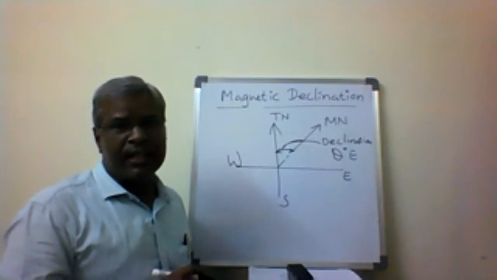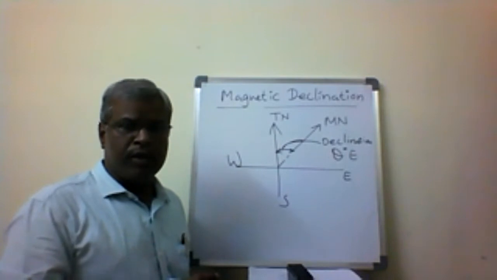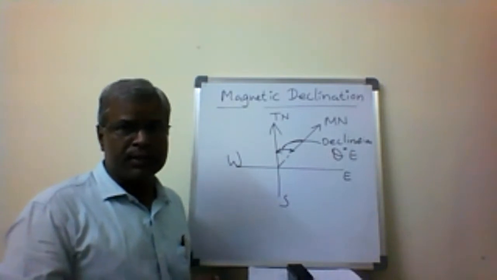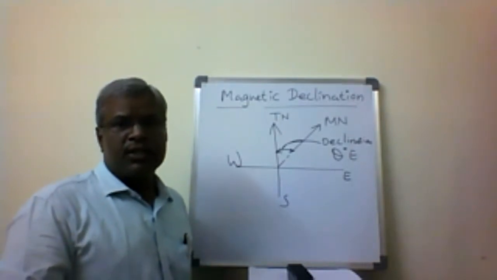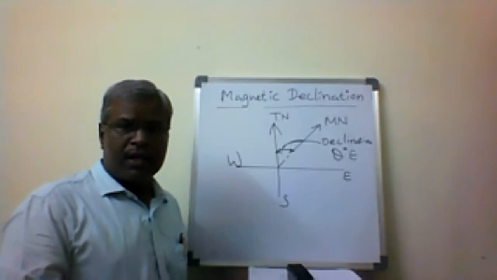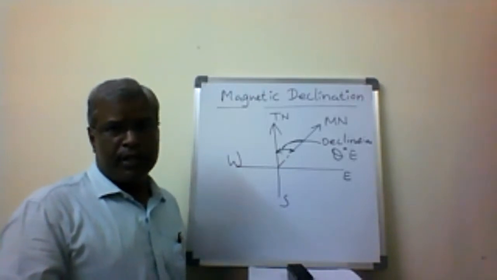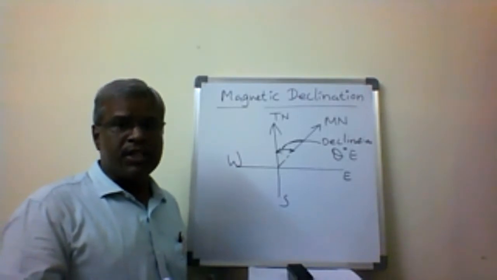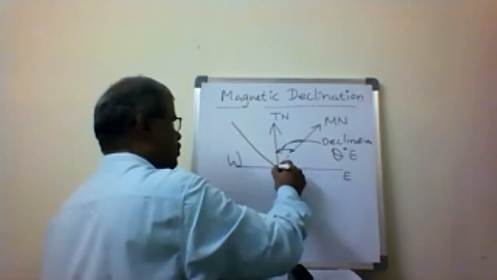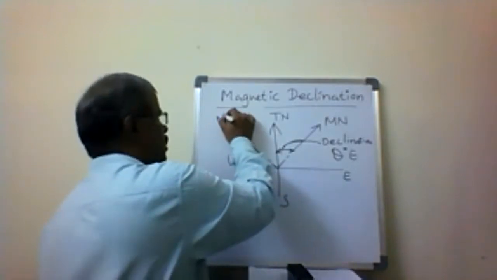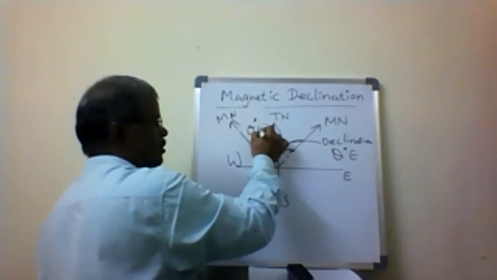This is called the declination. It deviates from the true north, and how much deviation there is, from that we calculate the bearings. So that is called the magnetic declination. Magnetic declination is the variation, or the horizontal angle, between the true north and magnetic north. If it is in the east direction, it is called an eastward declination. If the declination is in the west direction, this is magnetic north, and we call this theta degrees west.